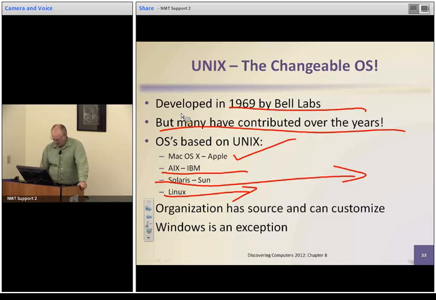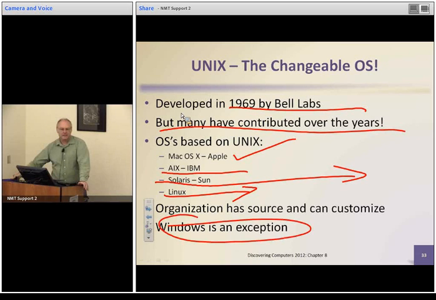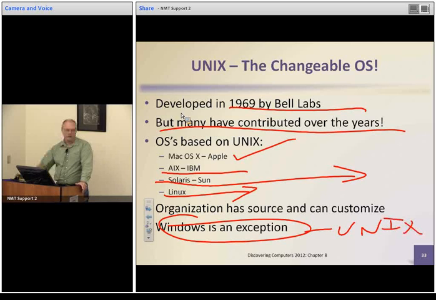All right. Of course, Windows, as I said, you can't change. But it's not based on Unix either. It was developed by Bill Gates and his buddies, as I said. These others started with Unix and built.